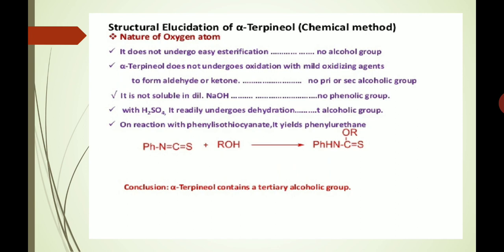It is not soluble in dilute NaOH, so we can say it does not have a phenolic group. With sulfuric acid, it readily undergoes dehydration. So this reaction proves that it has a tertiary alcoholic group. On reaction with phenyl isothiocyanate, it yields phenyl urethane. So all these points indicate that alpha terpineol contains a tertiary alcoholic group.